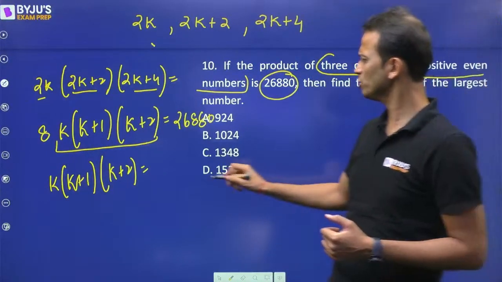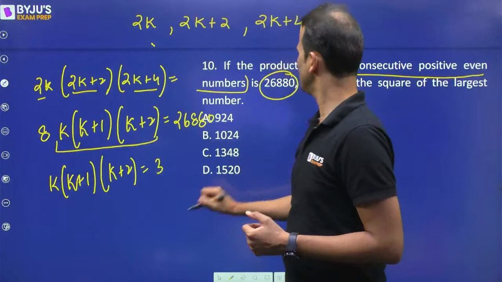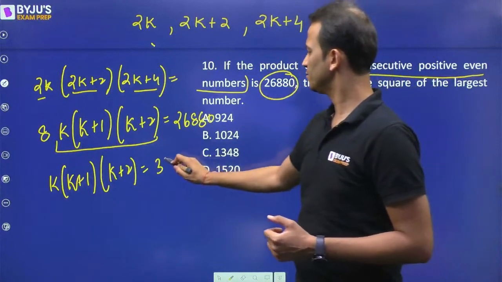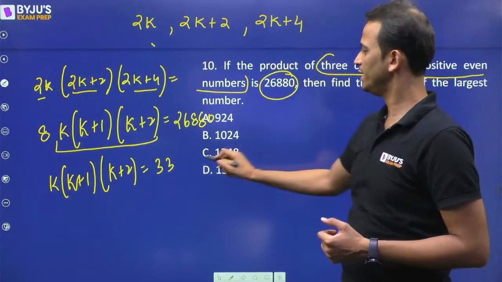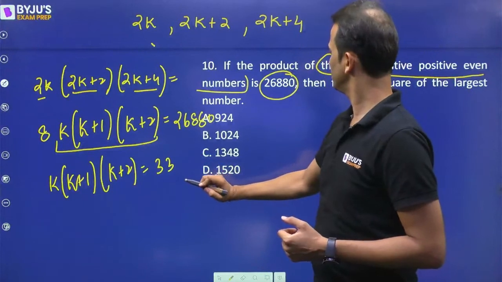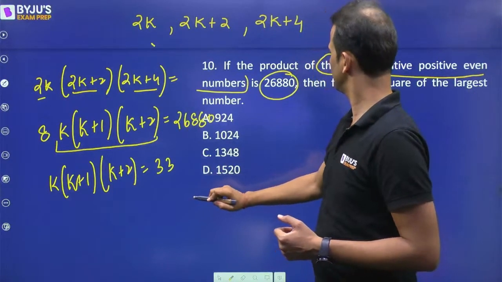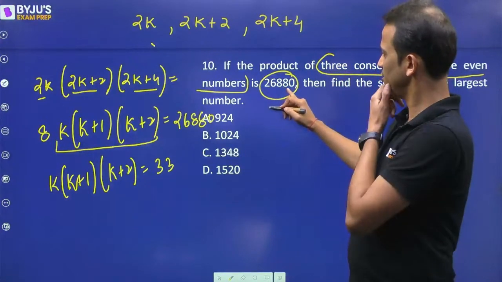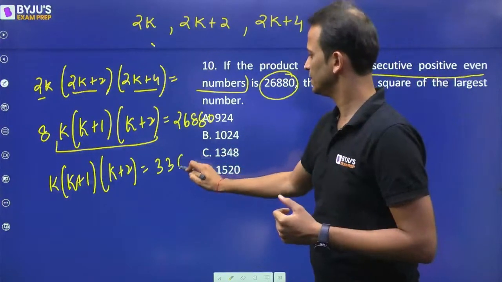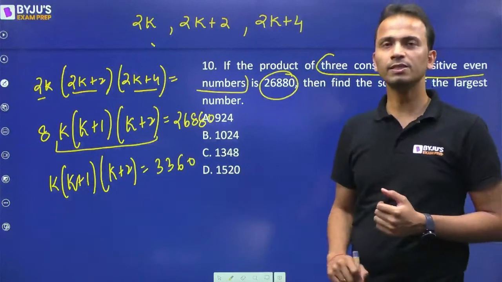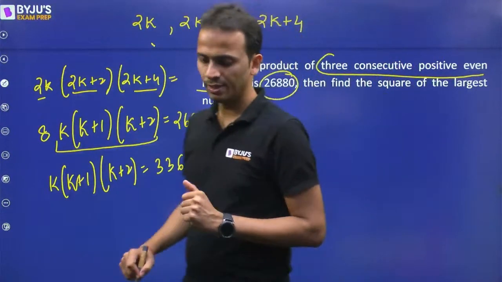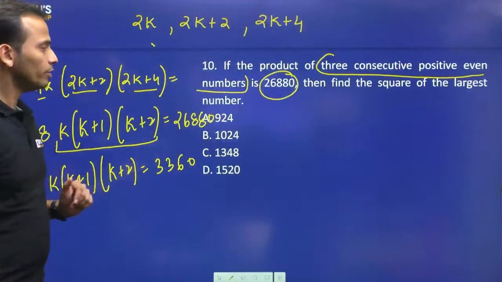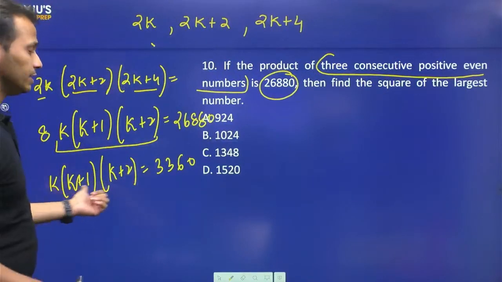Okay. So let's divide this by 8. 3, 28, 3, 48, 3, 24, 3, 28, 48, 60, 3360. Okay. Now 3360, this product has come for these 3 consecutive numbers.